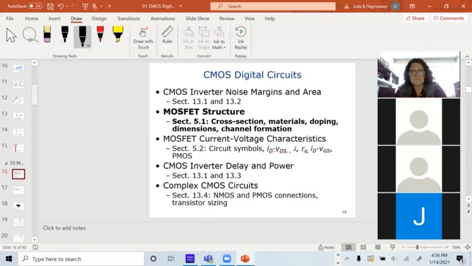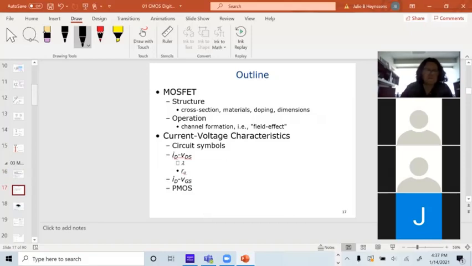Okay, now we're going to go back and review MOSFETs. This is pure review. It's 280 stuff. We want to look at channel formation. We want to look at the structure a little bit, why it's called a field effect transistor, and the ID/VDS characteristics. We'll get to some of this on Tuesday.